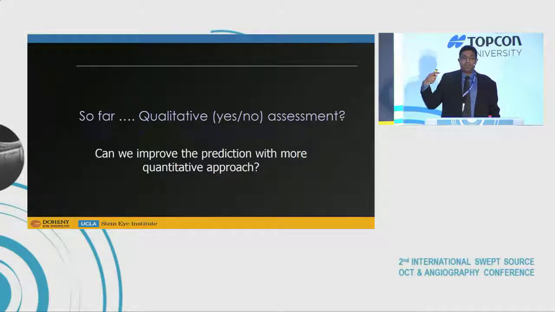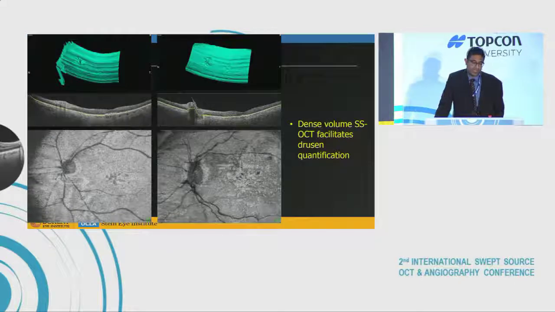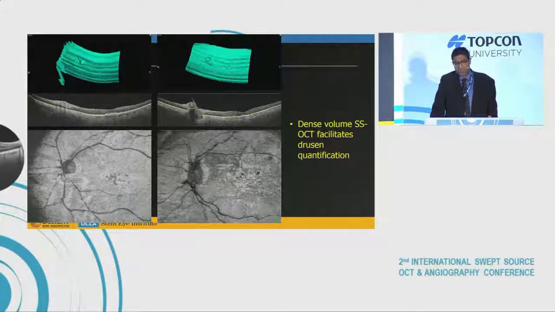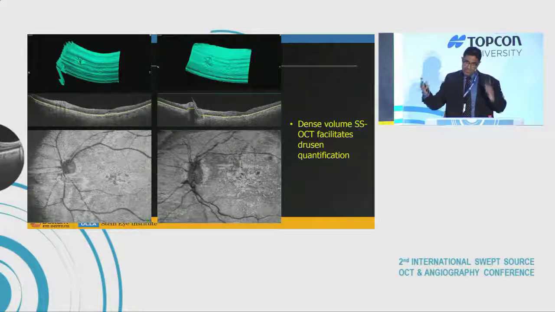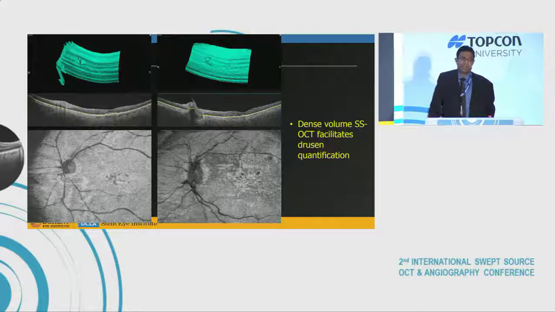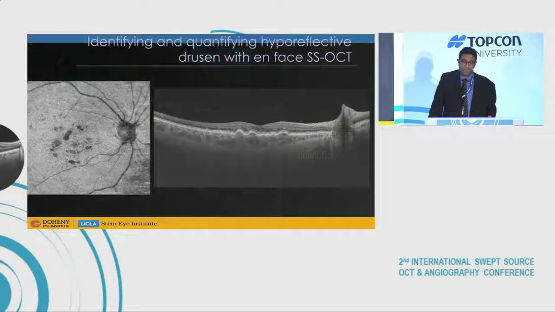So I think that could be very useful. But so far, all I've shown you is a qualitative assessment, and it was intentional, because we wanted something that I can quickly do in clinic on every patient. But the question is, can we actually improve the prediction with a more quantitative approach? This is where I think swept-source OCT is very useful, because we get these dense volumes that lend themselves to quantification of different structures.